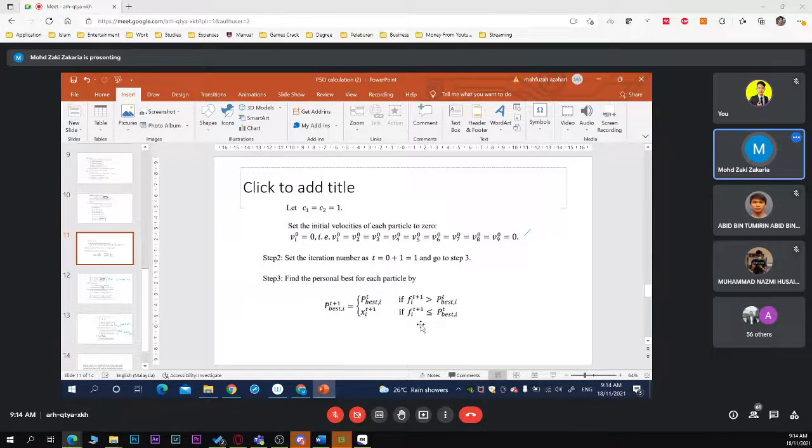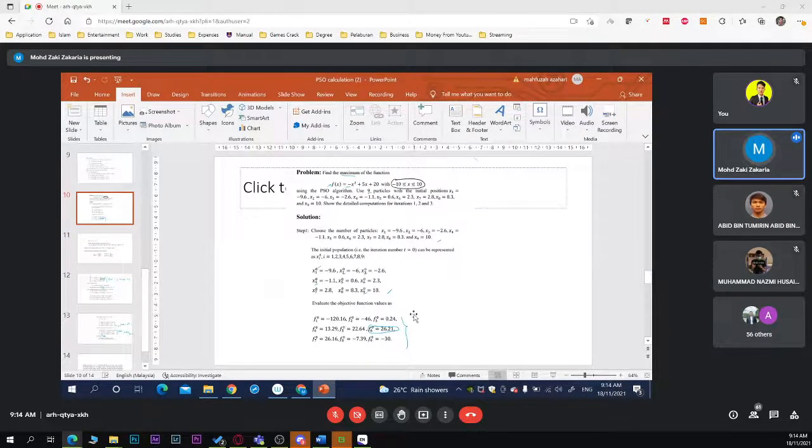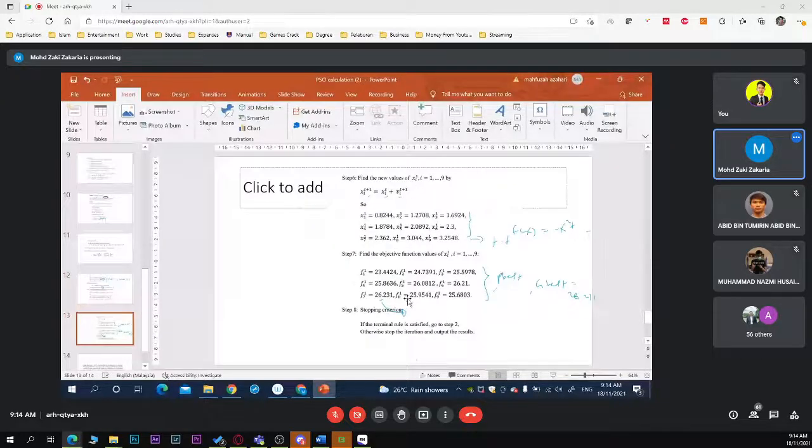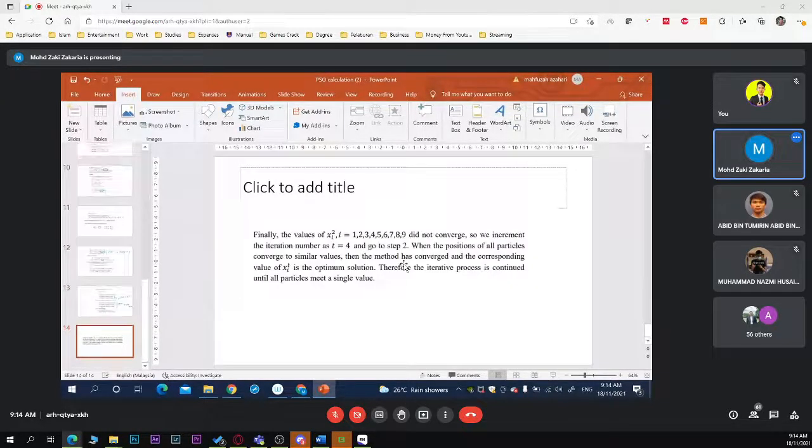I give you 10 minutes to go through the calculation up to here. Then if you don't understand, I explain again. And finally the value of x2, iteration 2 or iteration 3. We start with x equals 0 for the initial iteration, x1 is iteration 1, x2 is iteration 2. After three iterations, if the value did not converge, we increase the iteration number to t equal to 4 and go through the steps with the position, and so on.